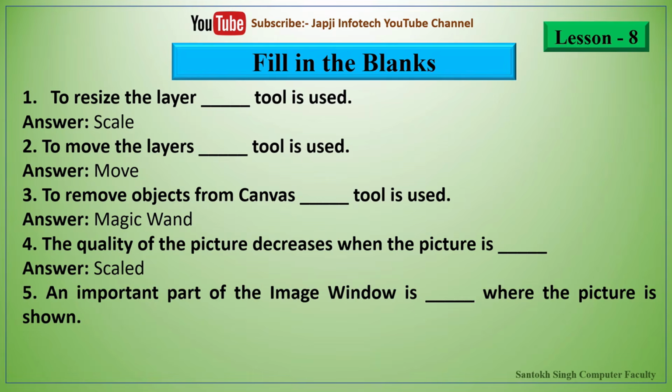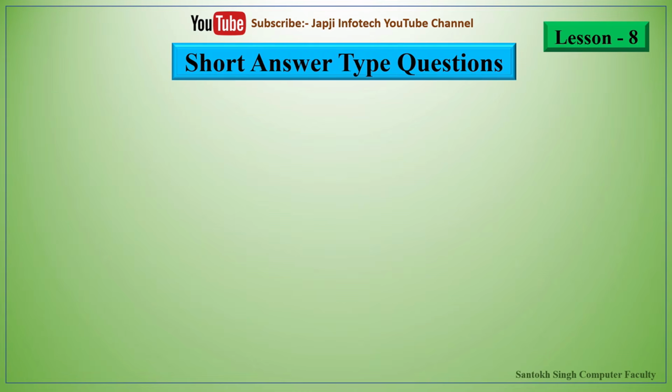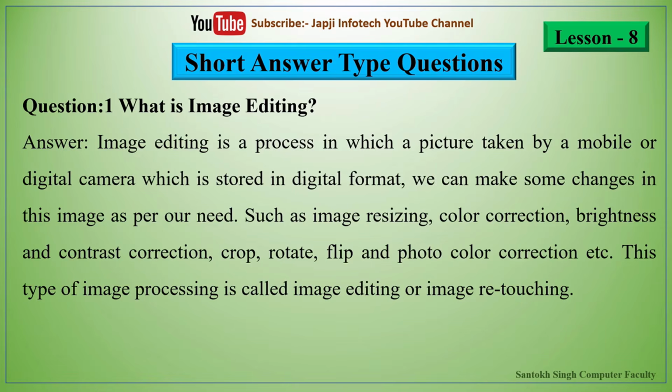And the fifth one is: an important part of the image window is dash where the picture is shown. And the answer is: an important part of the image window is canvas where the picture is shown. So now we will learn about short answer type questions. The first question is, what is image editing?